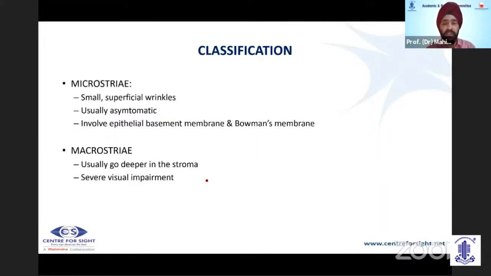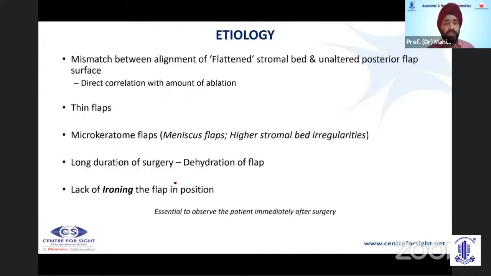Now, the classification of STRIAE can be, as I told you, micro STRIAE, which are small superficial wrinkles, and these are usually asymptomatic, and these involve the epithelium, basement membrane and the Bowman's membrane only. But if they run deeper into the stroma and usually cause severe visual impairment, these are what are known as macro STRIAE. Now, what is the etiology of these STRIAE?